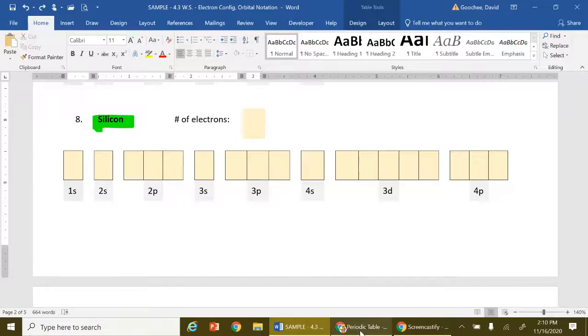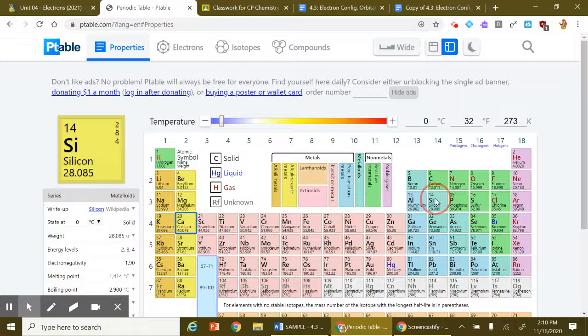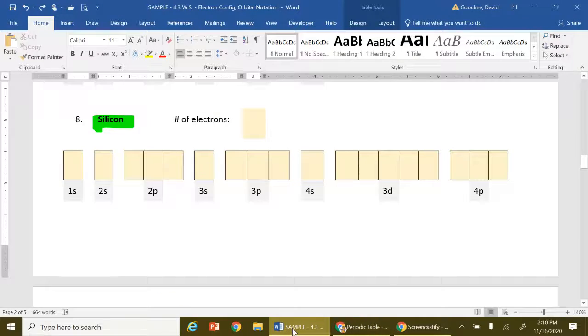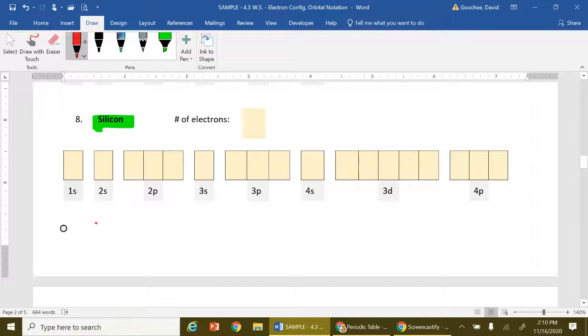Next up, element number 8, silicon. Silicon is element 14, so it has 14 electrons. Here we go. 14 electrons. And we're going to start filling them in the Aufbau order. So we're going to start with the 1s. It gets 1, and now it can double up, 2. 1 doubles up 2. So 1, 2, 3, 4.